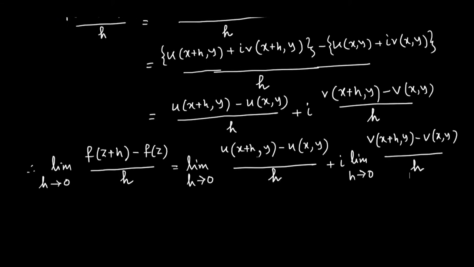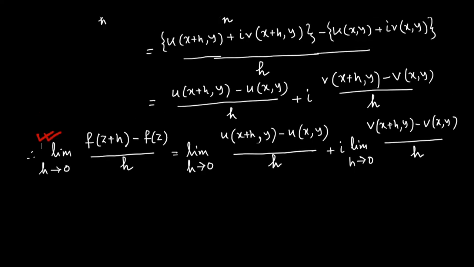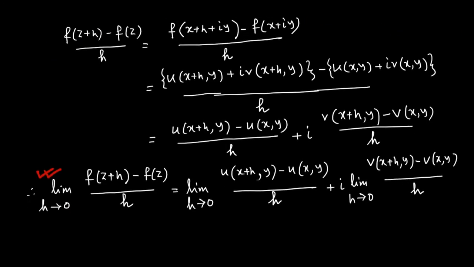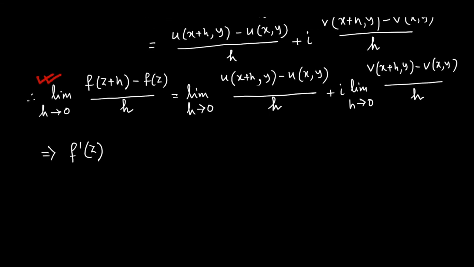Fine. Now, can you tell me what will be the limit on the left-hand side? Our supposition is f(z) is analytic. f(z) is analytic means this limit exists. Now, this limit is the derivative of f(z). So, at the point z, we can write this expression as f'(z). Now, can you tell me what this particular limit represents?